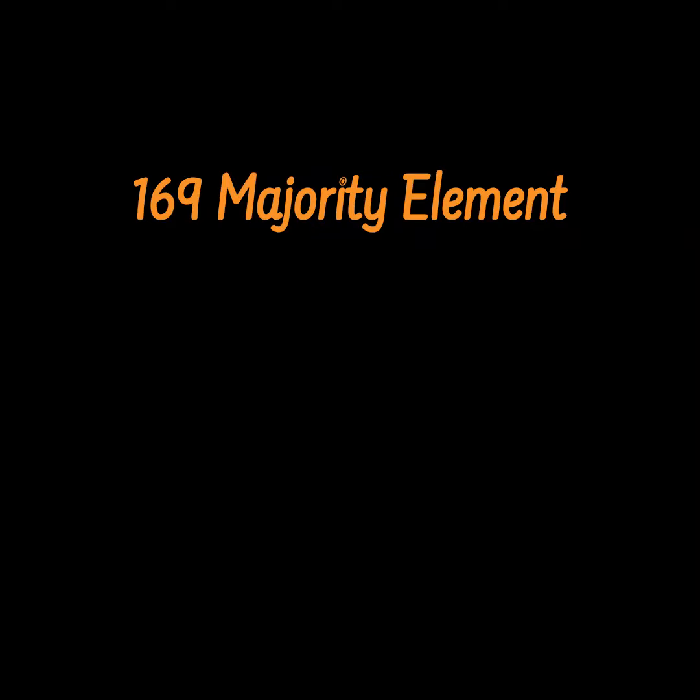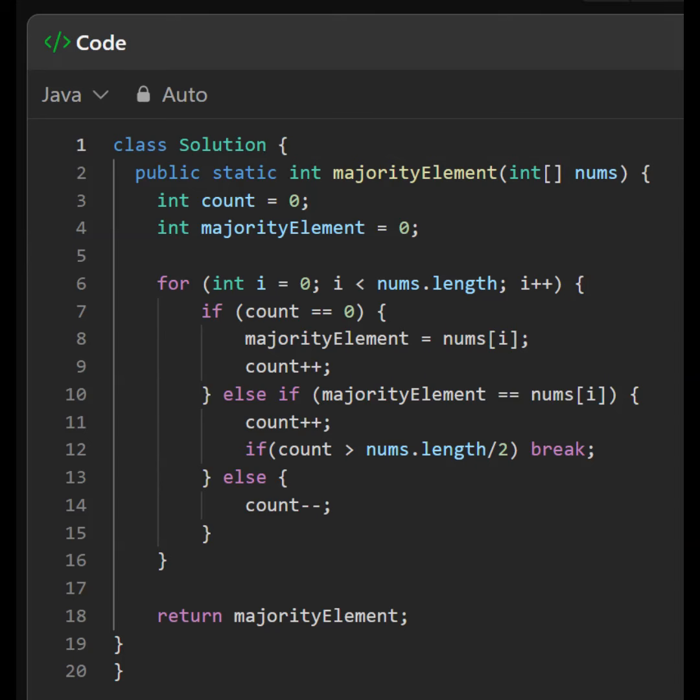169 Majority Element. This Java code defines a class named Solution with a static method majorityElement that takes an array of integers, nums, as input and returns the majority element found in that array. A majority element in an array is an element that appears more than n/2 times in the array, where n is the length of the array.